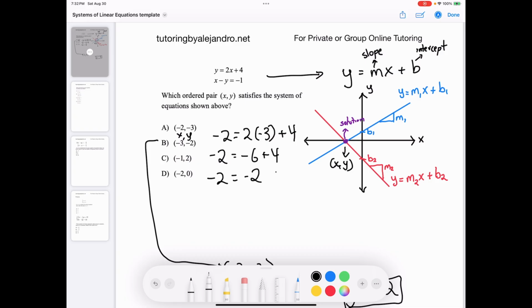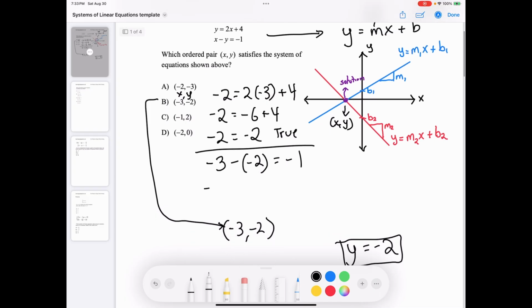Negative 2 equals negative 2 is a true statement. Okay, so let's evaluate the second one. So now I have x, which is negative 3, minus y, which is negative 2. So remember, whenever you have a negative and a negative, make sure that you include the parentheses. And that's equal to negative 1.